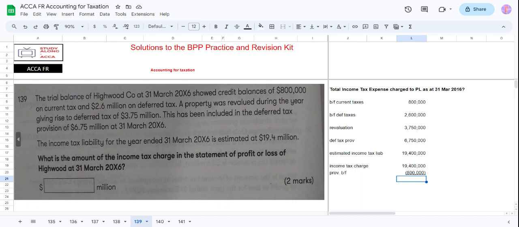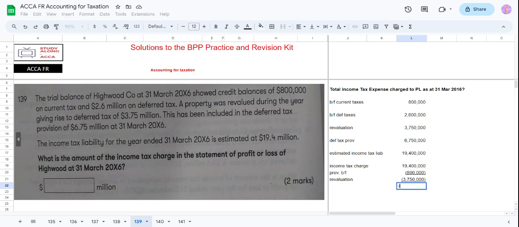And then there is revaluation of 3.75. So we know it is included in the deferred tax liability. If you read the question here, it says that the property was revalued during the year, giving rise to deferred tax of 3.75 million. So in the math it will be a deduction. Revaluation will be a deduction, and then we have a deferred tax provision of 6.75.